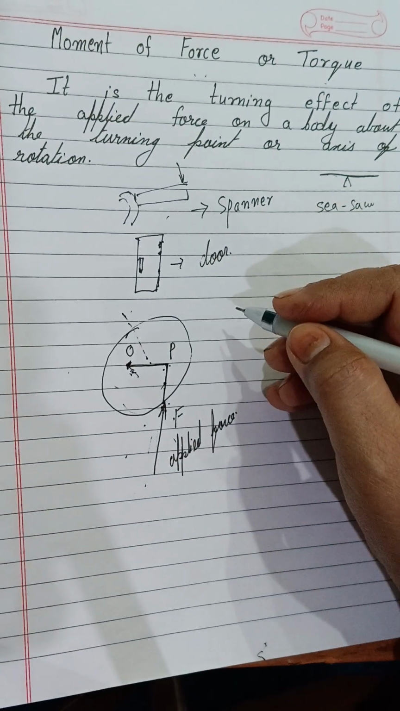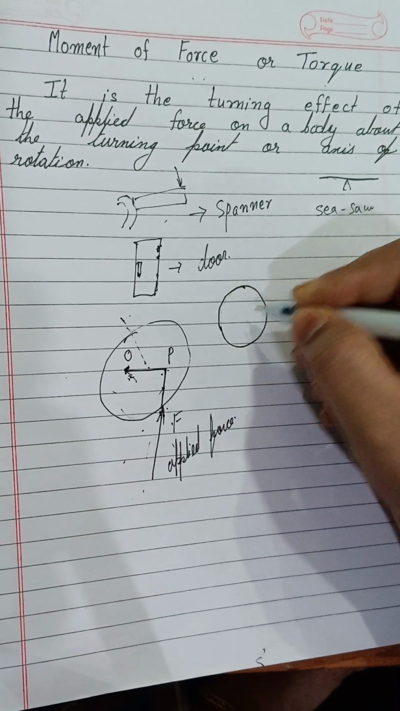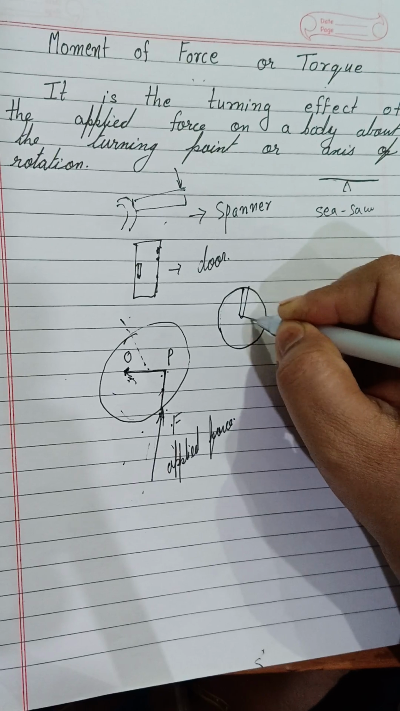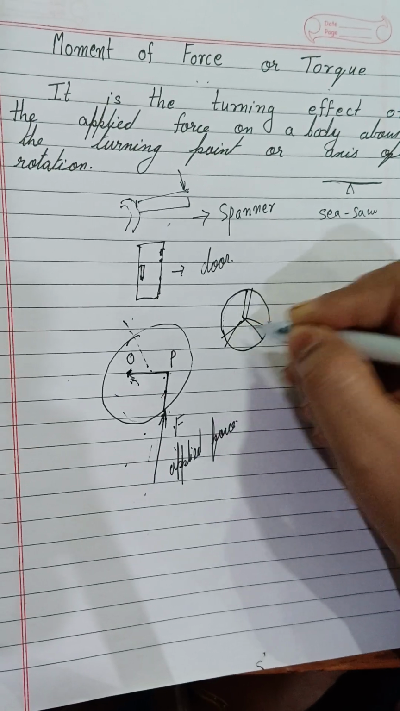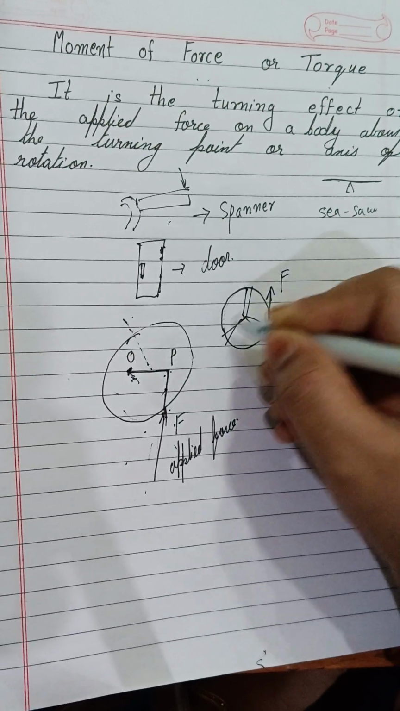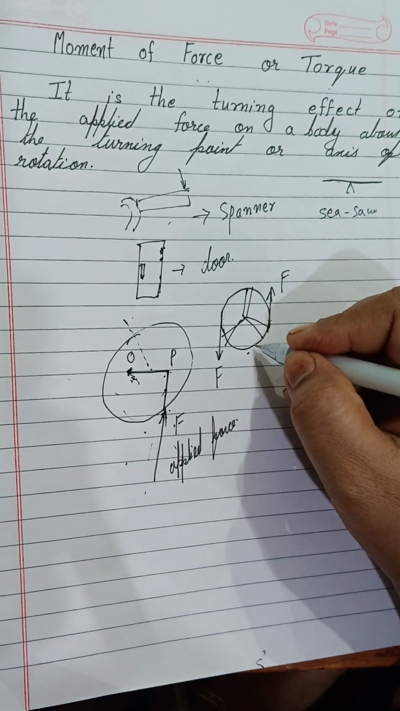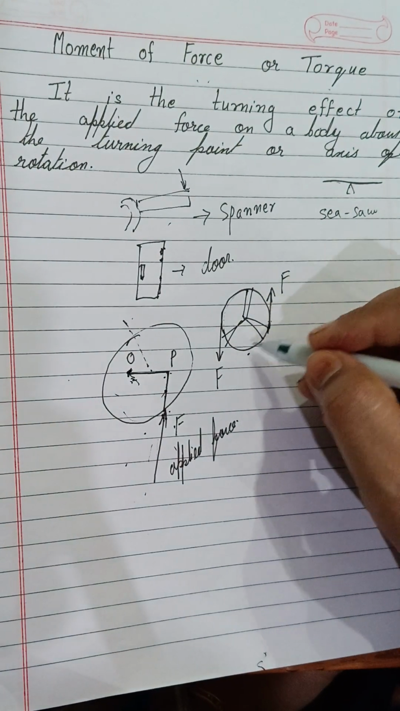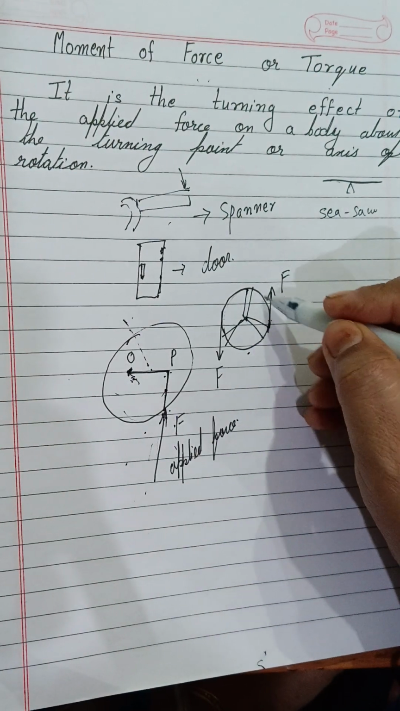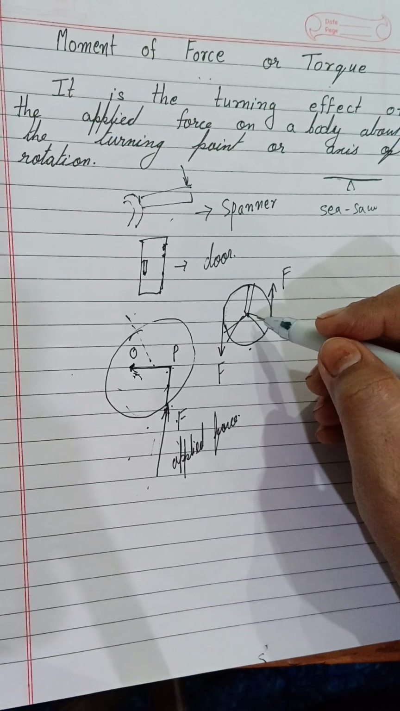Another example, if you do not understand, is a steering wheel. If you apply a force in this direction, then automatically on this side the force is also applied, and this turning effect of a force acting on a body about this axis is called the moment of a force or torque.